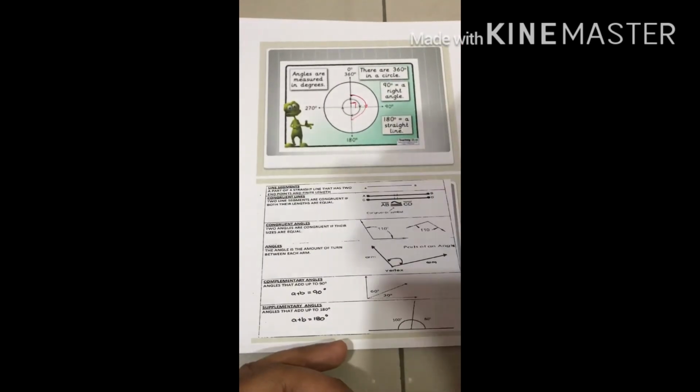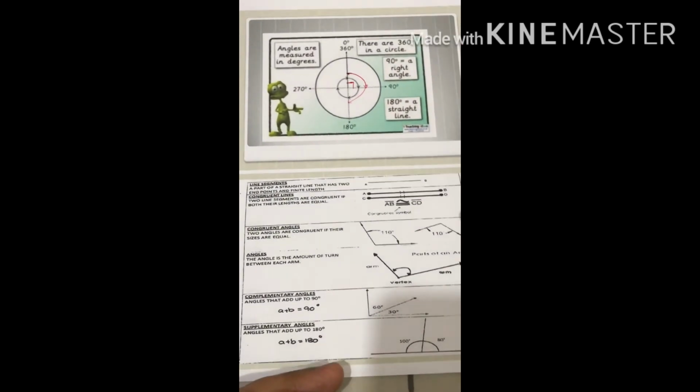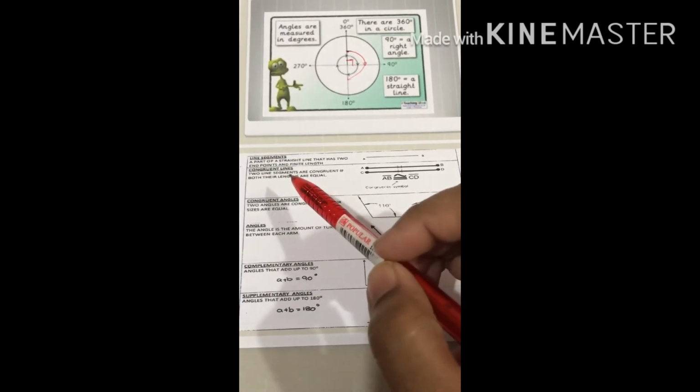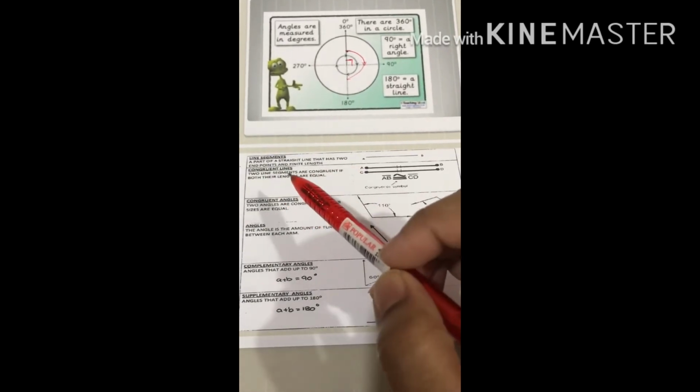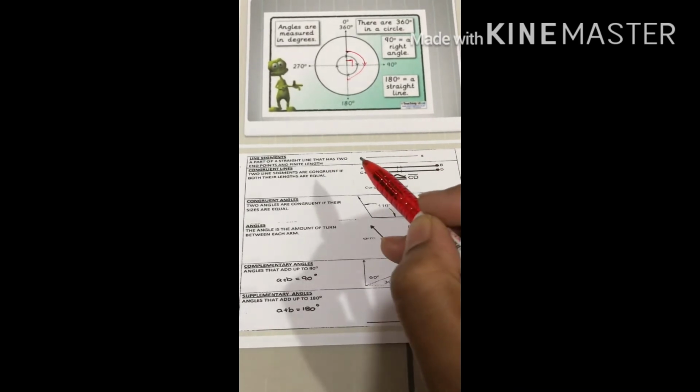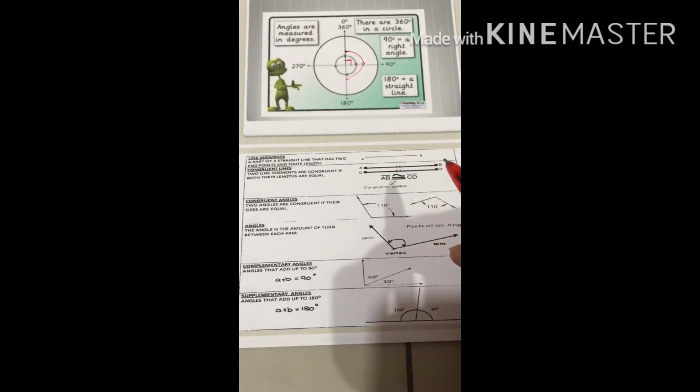Now this is the important part. What is the meaning of a line segment? A part of a straight line that has two endpoints and finite length. That means we have two points, and you draw one line. This we call a line segment.